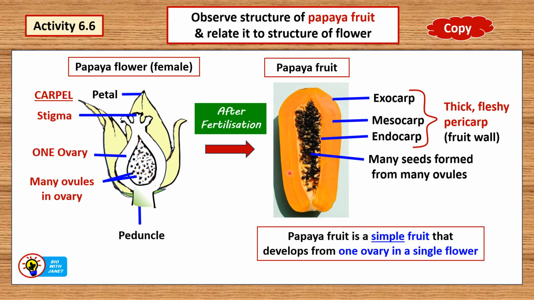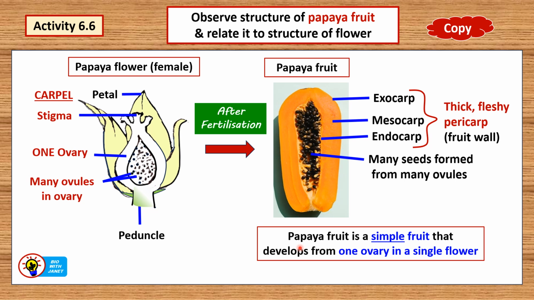Okay, and then below here you have the fruit stalk. Before that you have the peduncle or flower stalk, and then develops to form the fruit stalk. Okay, the stigma and style will degenerate and wither away, so there will be a scar at the top here.